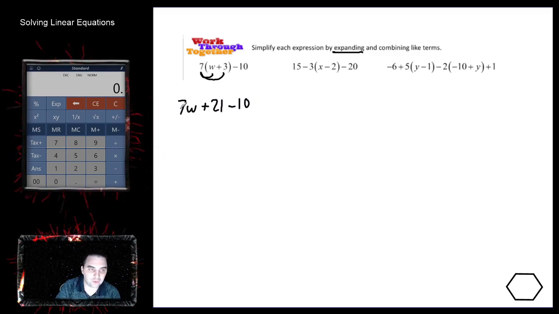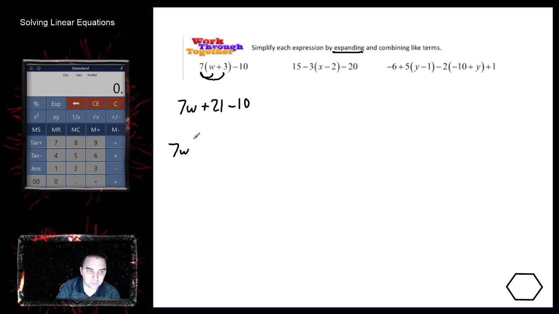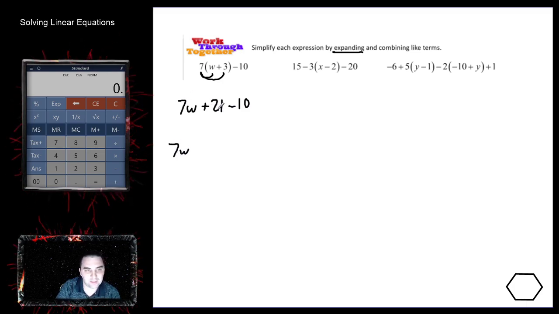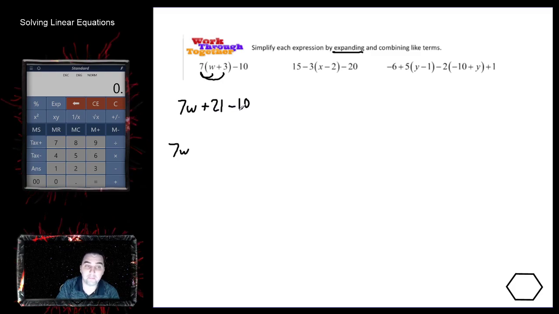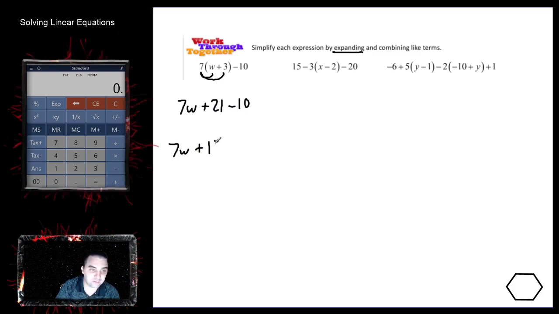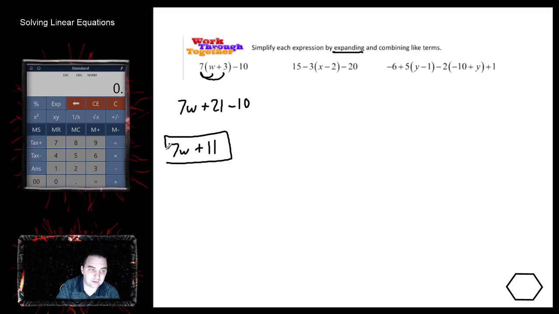I'm looking for like terms. Are there any more w's? No, so that's the only w I have, 7w. But the 21 and minus 10, neither of them have variables, they're just constants, so I can combine those. 21 minus 10 is just 11. So this is the most simplified form of this.